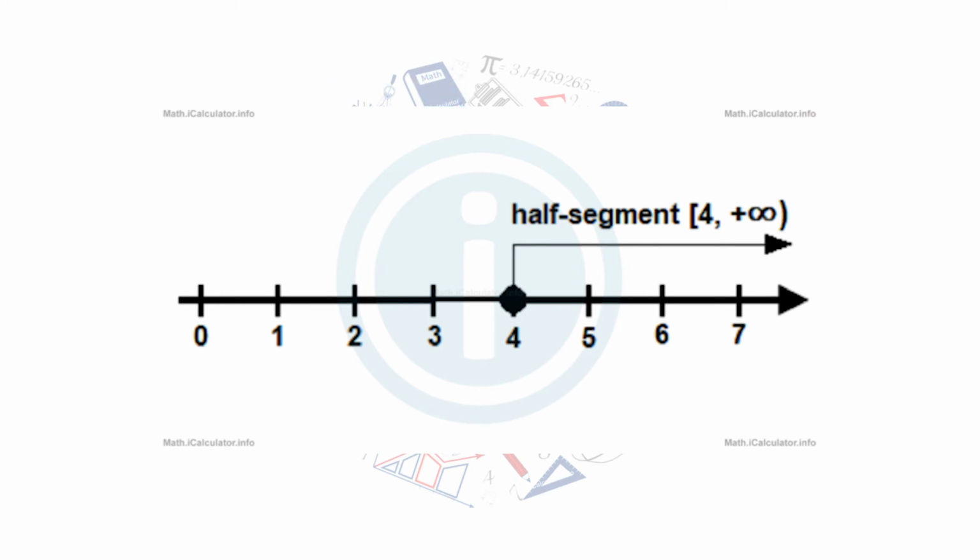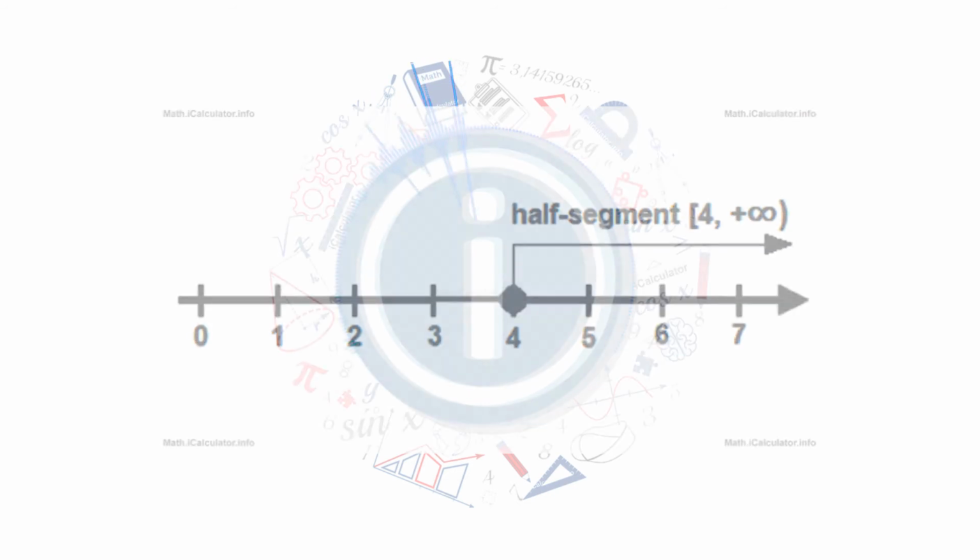For example, the set that extends from 4 to infinity, including 4, is a half segment that is symbolically written as [4, +infinity). When shown in the number line, the part that goes towards infinity is open, as shown in the figure on screen.